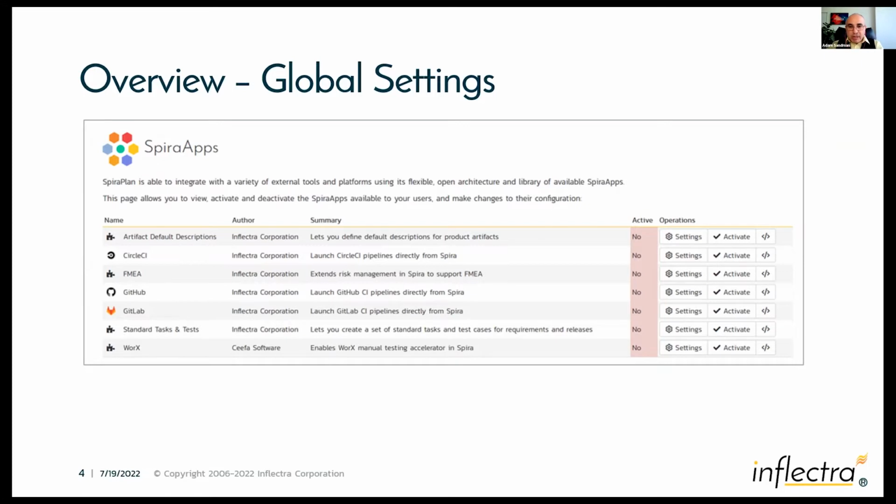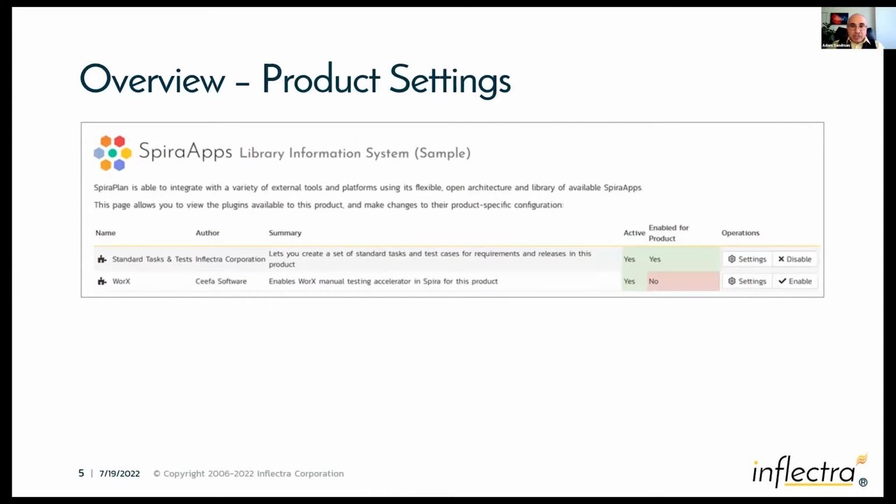When you come into this, you'll be able to see all the plugins, and you'll be able to activate the plugins for your particular installation of Spira. My colleague will talk more about this in the live demo. But when you do that, this then enables the different project owners and project admins to be able to enable that plugin for their project. So it's a two-step process. The system admin will enable it for their installation, for their instance.